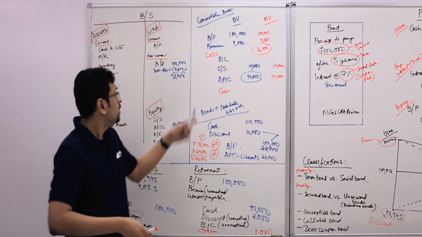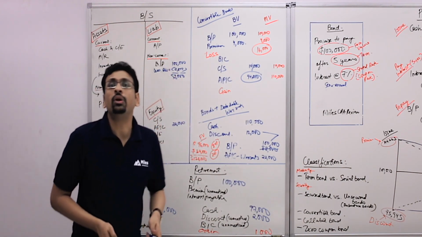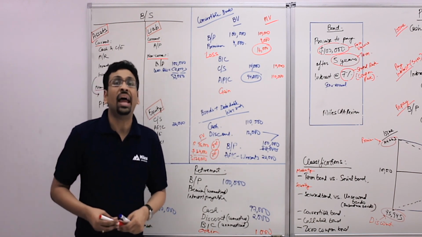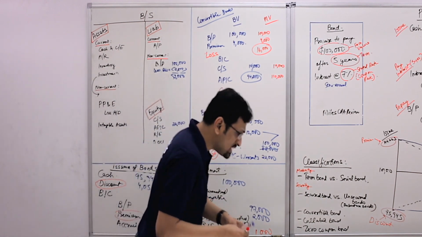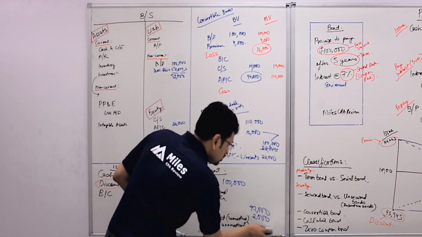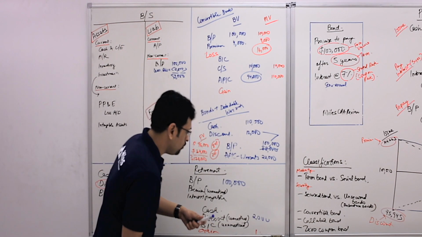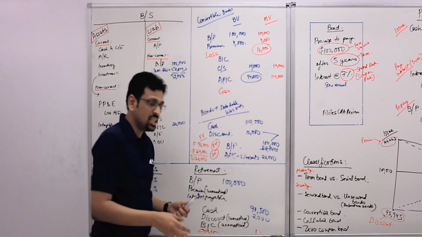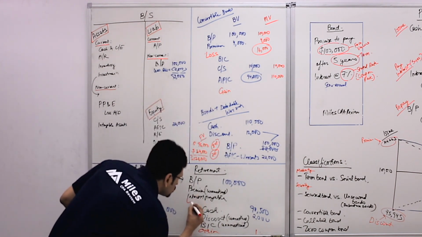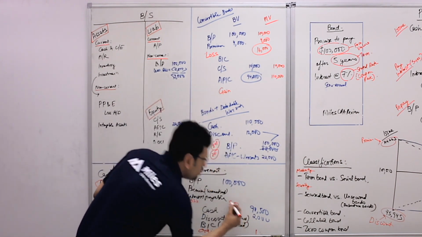How about this liability of 98? We had to go out in the market and purchase it for $98,500. So in that case, the cash that we would pay out would be $98,500. Now in that case, we have a loss of 500.